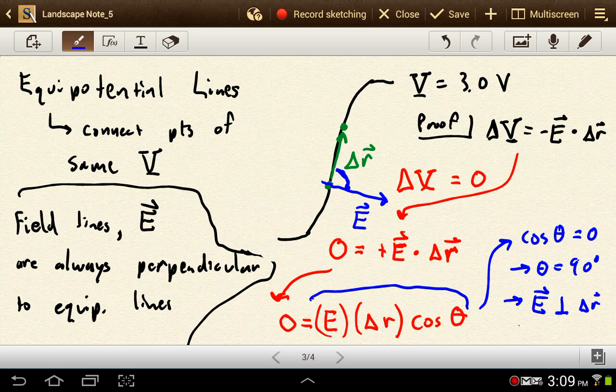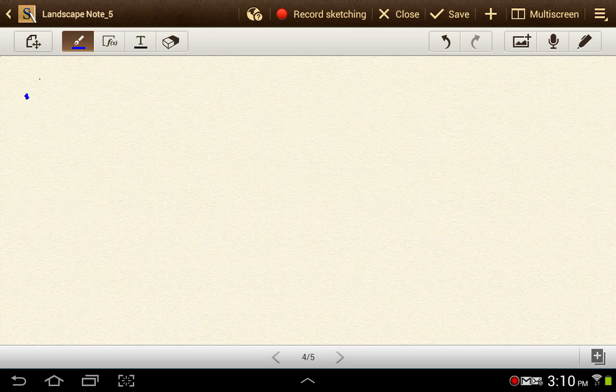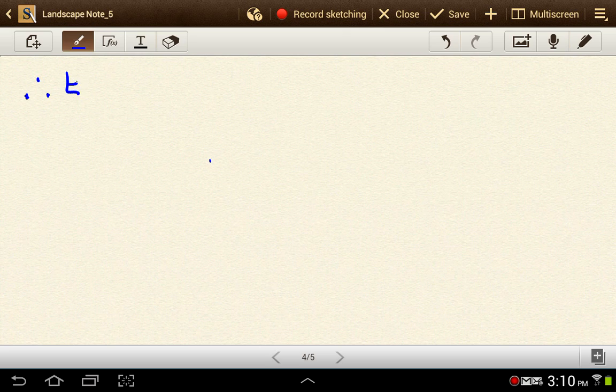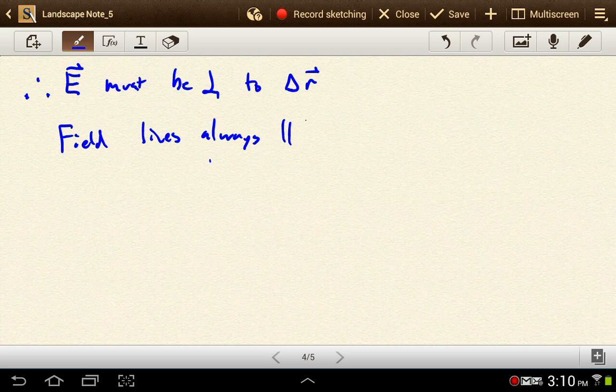So therefore, the electric field must be perpendicular to delta R. That's my little geometry class perpendicular sign, like the upside down T. And since field lines are always parallel to the electric field, we then know that the field lines must be perpendicular to equipotential lines.